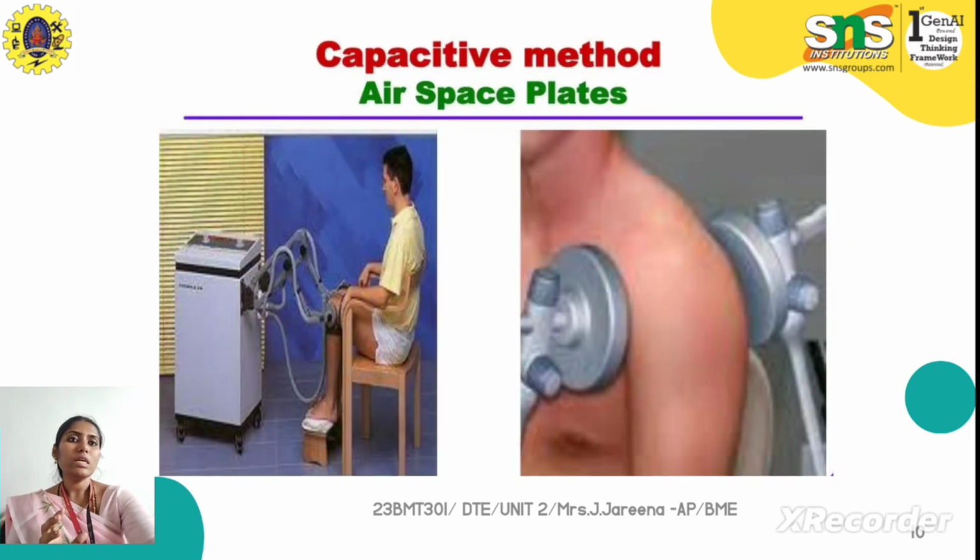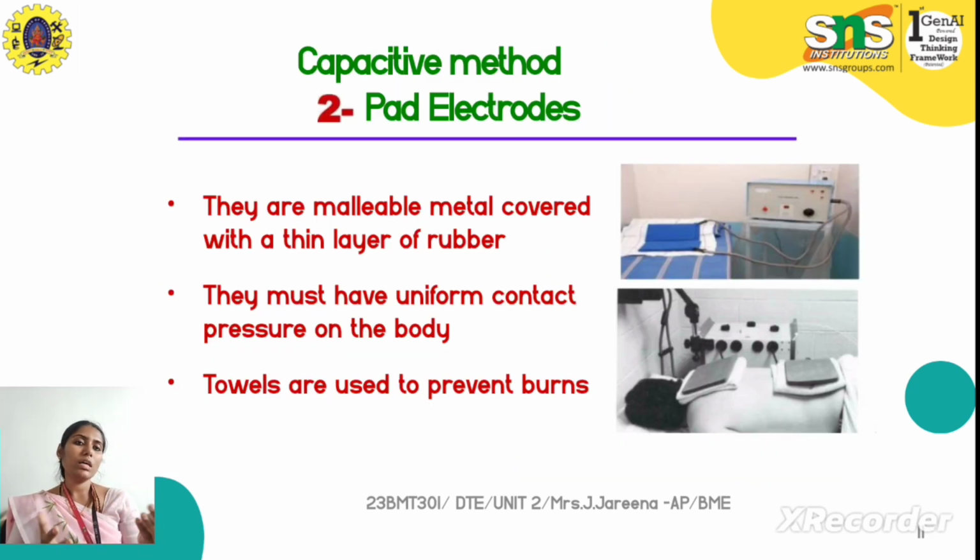Whereas if you see pad electrodes, it seems like a rectangular, big size pad. This pad is usually covered with malleable material, which is one kind of insulated material, which will give you a thin layer of rubber over the metal plate. So in this way we are providing the insulation so that we can avoid some sort of risk when we are placing by using these pad electrodes. So this is the other type of capacitive method. So usually you have two types, one is airspace, another one is pad electrodes.